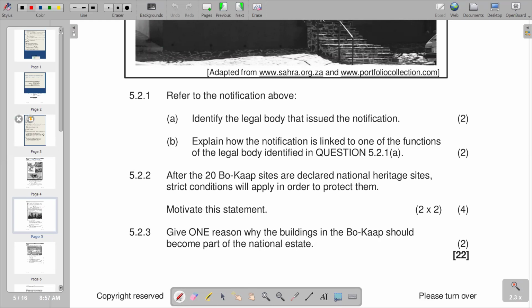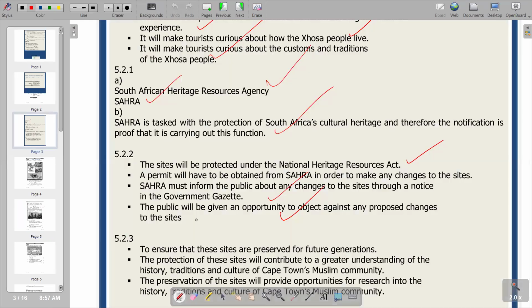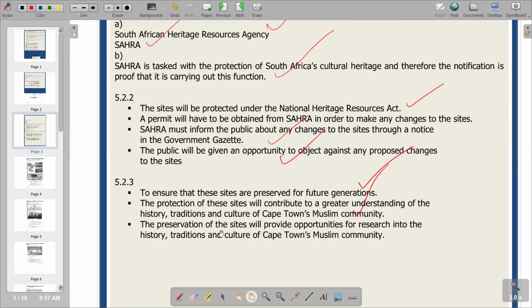So we have the reasons in our other section where they're saying to ensure that these sites are preserved for future generations. The protection of these sites will contribute to a greater understanding of the history, traditions, and culture of Cape Town's Muslim community. And if you look at the last point, the preservation of the sites will provide opportunities for research into the history, traditions, and culture of Cape Town's Muslim community. So these are the reasons that we have, and this becomes the last part of our question.